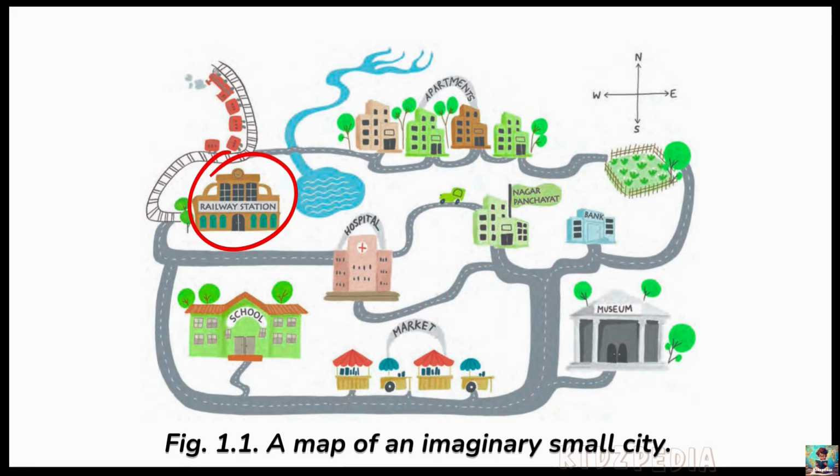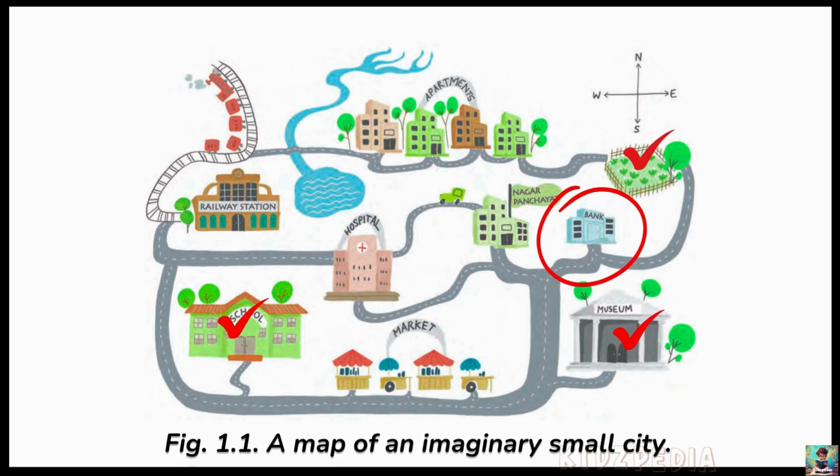Now, find these places on the map. The public garden, the school and the museum. You can find and mark these places in your textbook. Now, after visiting the bank, you want to go to the market. You look up the map again and you find the shortest route to the market. So, which is the shortest route? Yes, you can mark this route also.